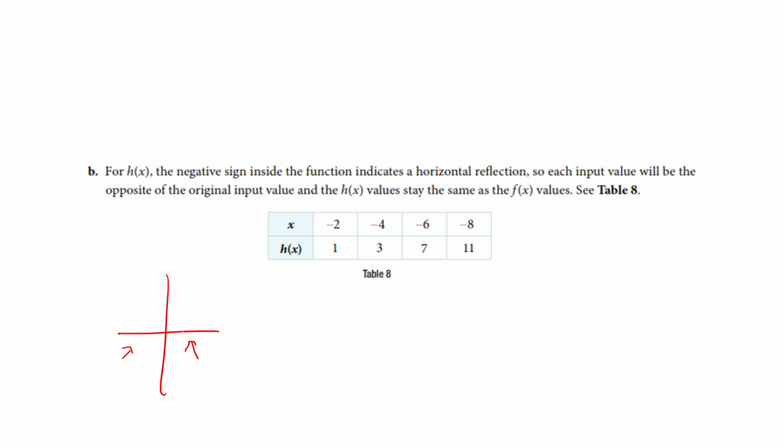So I put in 2, but I'm getting negative 2. I put in 4, I'm getting negative 4. So it's going to take this side and flip it over with this side.